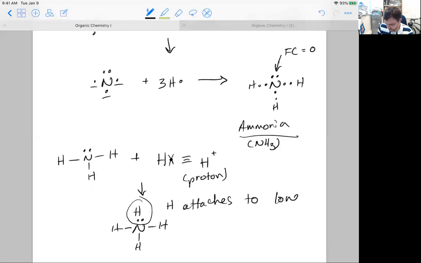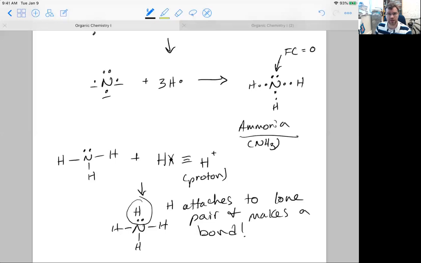So it attaches to a lone pair and makes a bond. There, we just did chemistry. Chemistry is really just making and breaking bonds, covalent bonds usually, these attachments of 2 nuclei that are just done by 2 electrons.